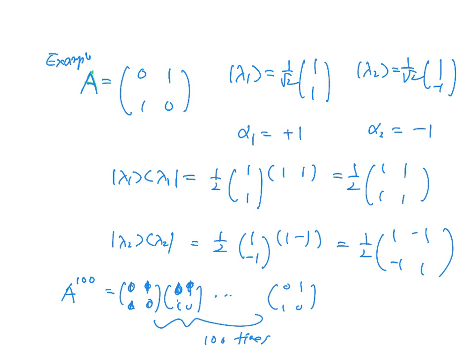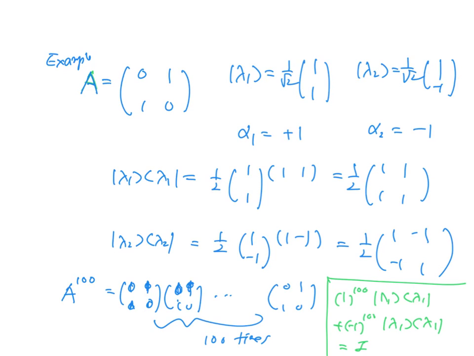But since we know this already, we can just do this: 1 to the 100, minus 1 to the 100. We know the answer already, right? So what is minus 1 to the 100? It's 1. So the answer is I. So you can do it in 2 seconds.